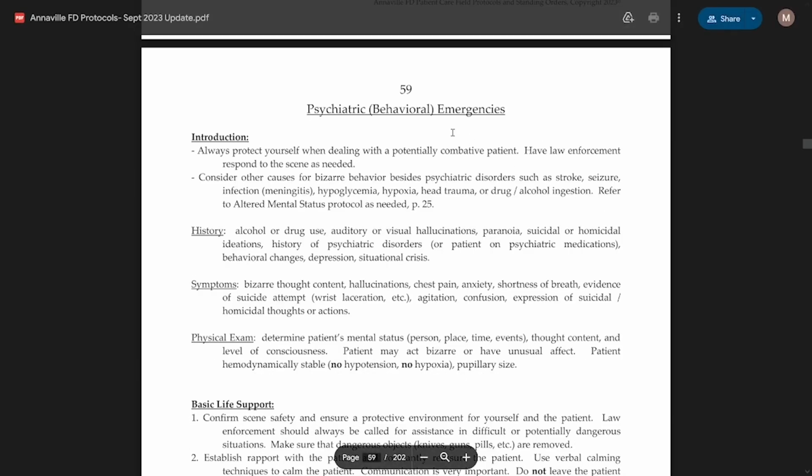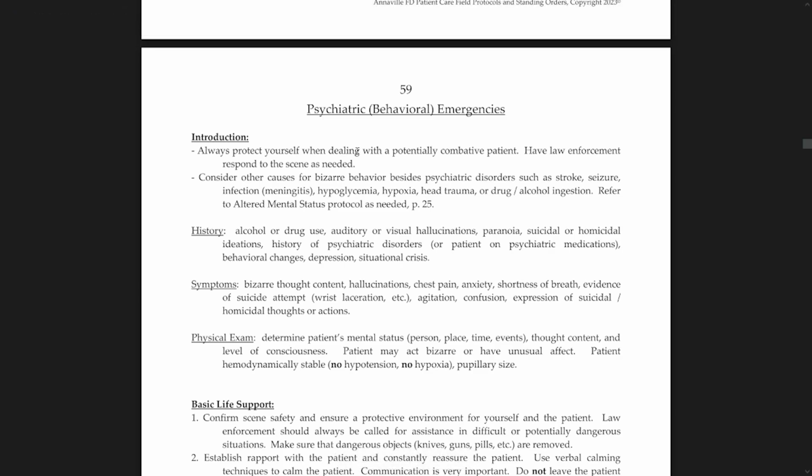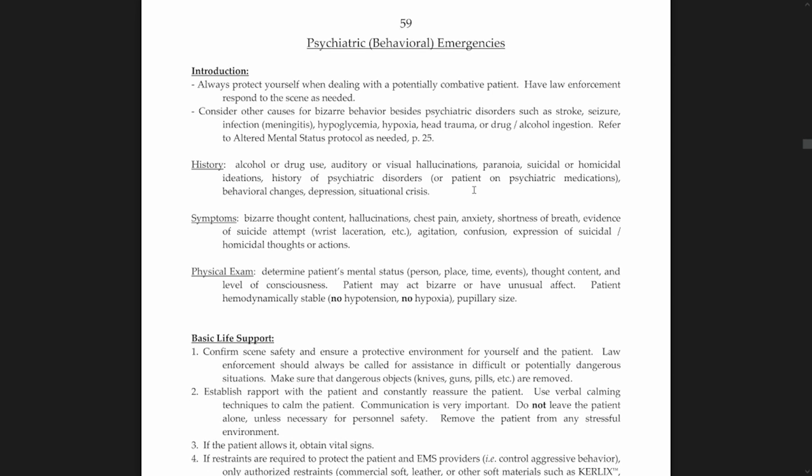For psychiatric behavioral emergencies, you always want to protect yourself when dealing with a potentially combative patient. Have PD respond to the scene as needed. Consider other causes for bizarre behavior besides psychiatric disorders, such as stroke, seizures, infections such as meningitis, hypoglycemia, hypoxia, head trauma, or drug and alcohol ingestion. Refer to the altered mental status protocol as needed on page 25.